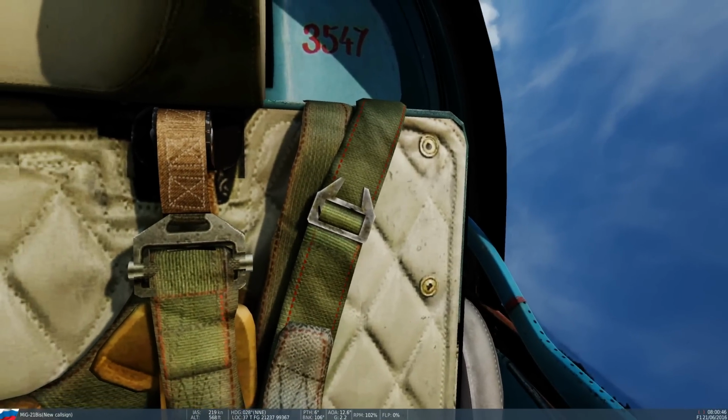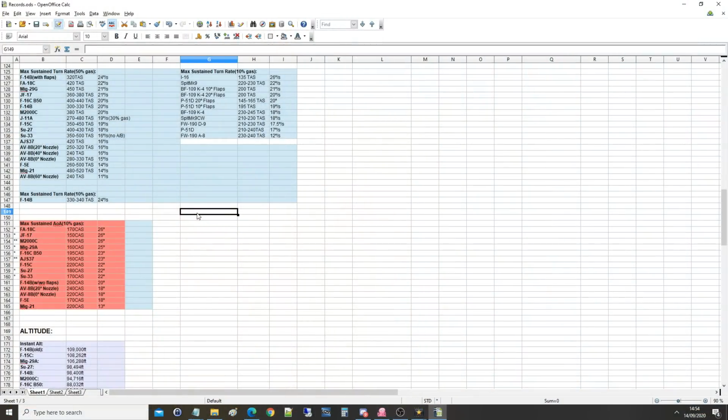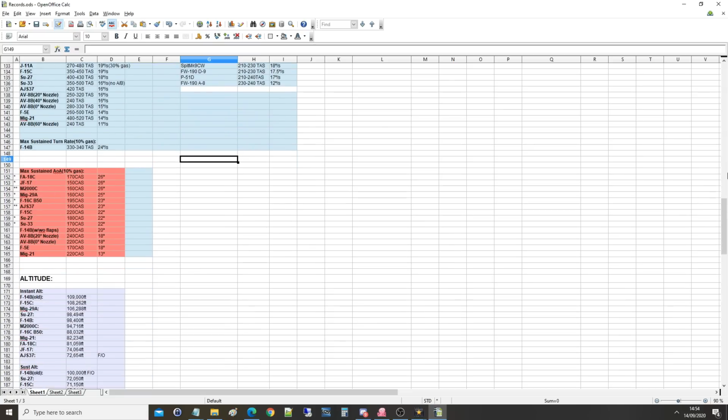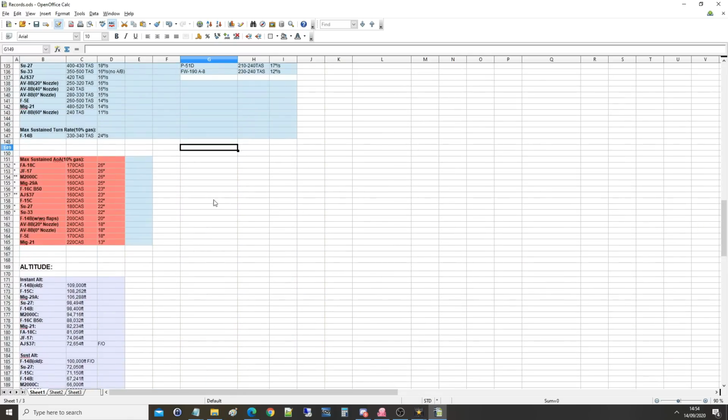F-15, 22 at 200. Okay, valued viewers, welcome back to the data. There's nothing that turns me and RC on more than a good set of accurate, reliable data. So here we've got added to our giant list of every variable measurable pretty much in DCS that we can find. We've got max sustained angle of attack at 10% gas ISA, blah, blah, blah.